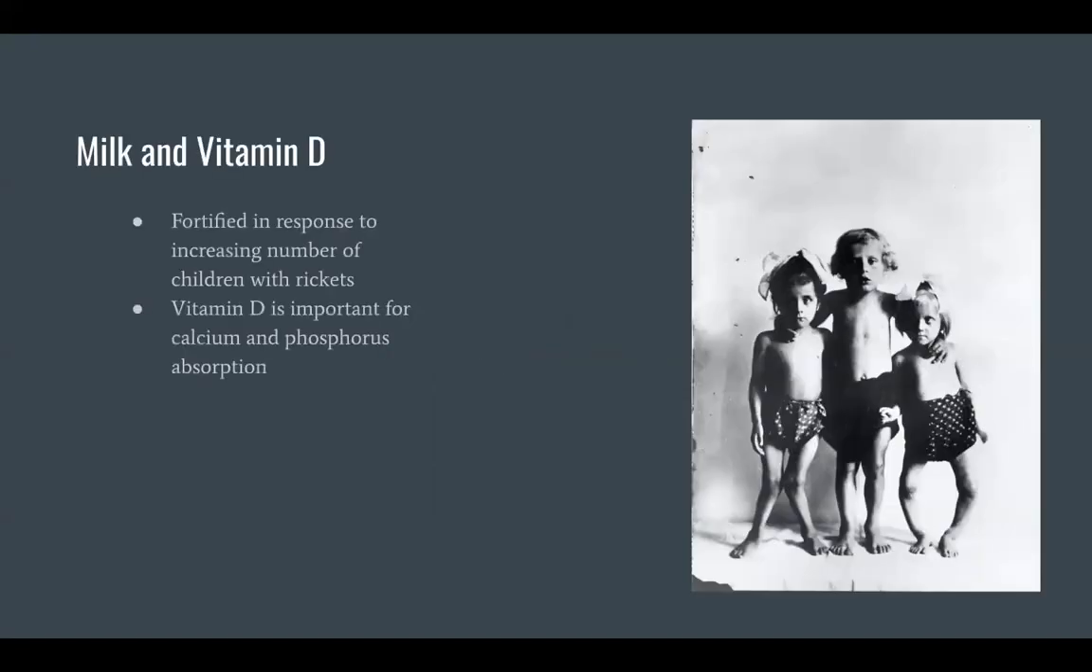The second example of fortification that we will look at is milk being fortified with vitamin D. This was in response to an increased number of children with rickets. Rickets is when the bones do not form properly. As we can see in this picture, the two children on the ends, their bones aren't straight, they are crooked, and that's part of what vitamin D deficiency looks like. There was a major public health push for this particular fortification of milk because it was impacting children.